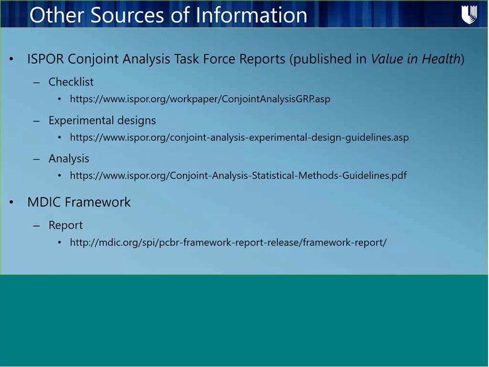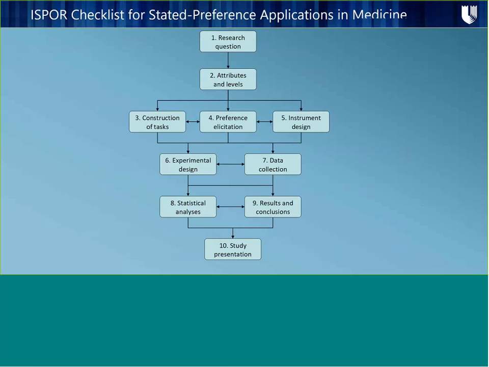Now, there are a lot of resources out there that you could use to get your feet wet in this area. ISPOR has a series of task force reports. You have the links to those reports on the screen right now. And MDIC, as I mentioned before, issued a report talking about a framework for the use of this information in benefit-risk evaluations specifically, and a catalog of the different methods available to quantify patient preferences. Now, for this session, we're going to actually leverage one of the ISPOR task force reports.